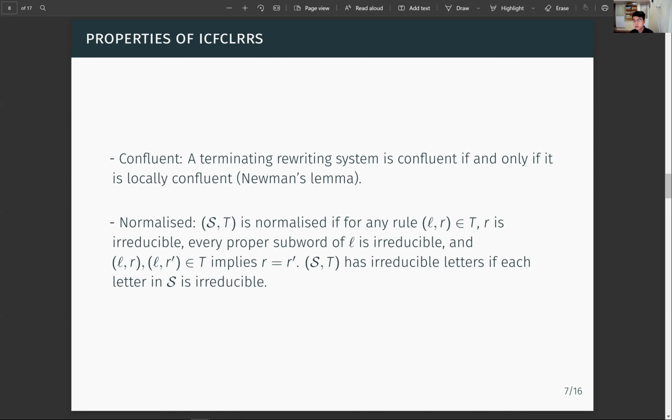We note that if the writing system ST is an inverse closed finite convergent length-reducing writing system that is not normalized, then there exist subsets of the sets S and T such that the new writing system is a normalized one. Moreover, it can be computed from the original writing system. Therefore, without loss of generality, we can assume that any inverse closed finite convergent length-reducing writing system considered is normalized.